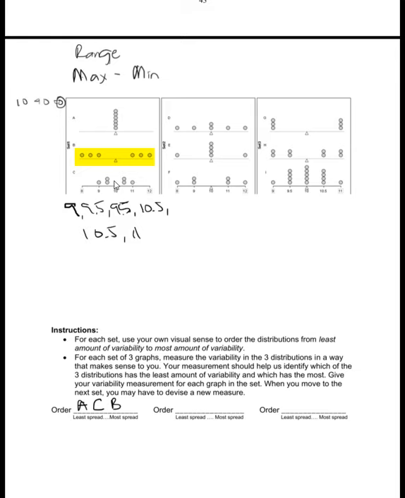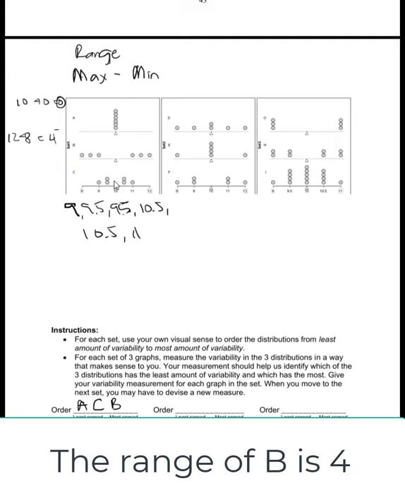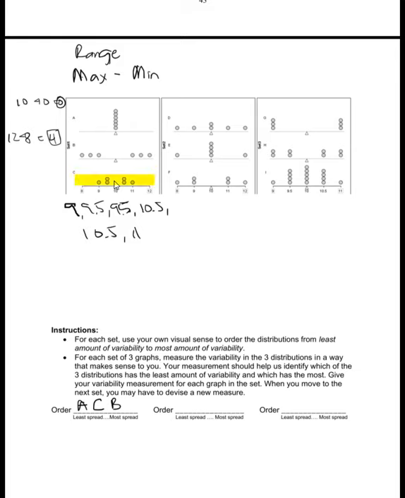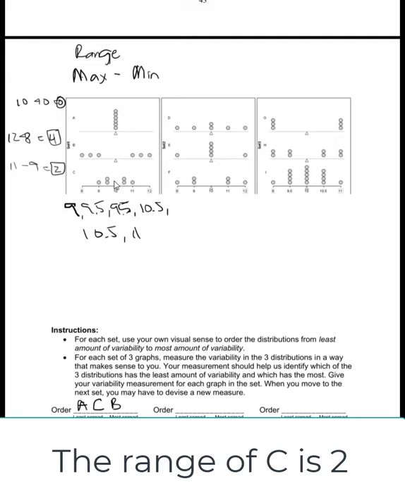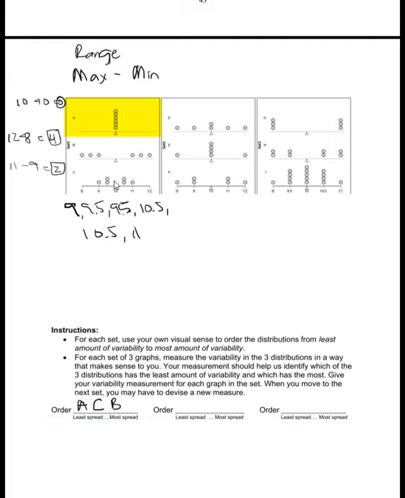What's the maximum data point here? 12. What's the minimum? 8. So what's 12 minus 8? It's 4. That's why this is more spread out. Now what about here? What's the maximum? 11. What's the minimum? 9. And so we minus those. What do we get? 2. Exactly. So if we were to order these, we would go A, C, B. Done. Awesome, huh? So apply that concept here.